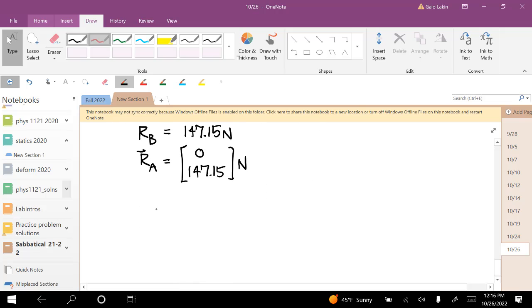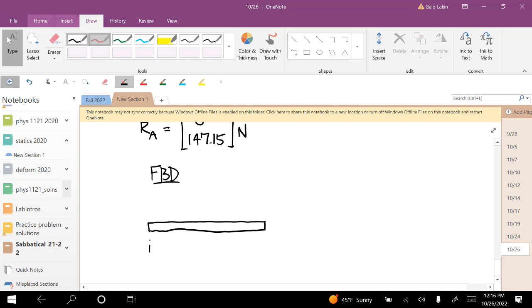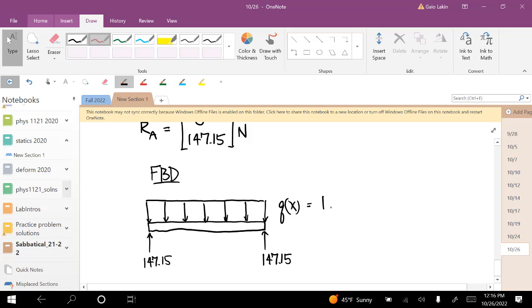Okay, so now I'm going to draw a free body diagram again of the whole thing now that we know everything that's going on. So we have 147.15 here, 147.15 here. And then the real actual loading that's happening is there's this distributed load, Q of x, that's equal to 147.15 newtons per meter.